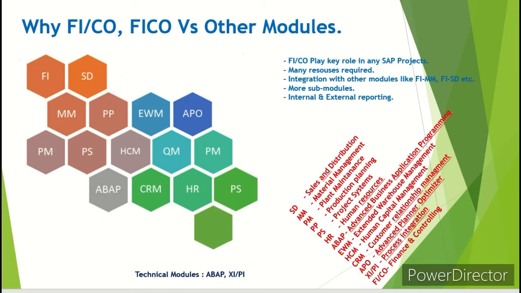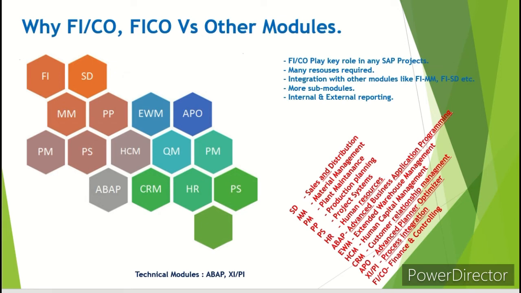All these modules are segregated into two categories. One is technical modules and another one is functional modules. In SAP, we have only two modules considered as technical modules, ABAP and XI/PI. XI/PI is used for integrating systems, from SAP to SAP or SAP to non-SAP. If you want to send data from SAP to an outside system, we use the process integration tool. Similarly, when we receive data from third-party tools to SAP, we use process integration to connect the systems.